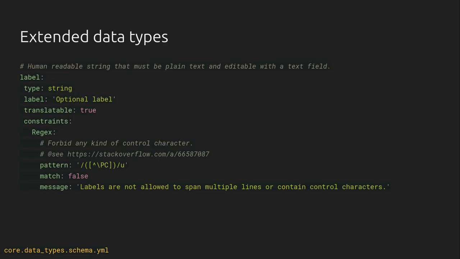So it has the type label, which means that we're going to look at the label type. The label type is a type string. It is translatable, so that means that our required label is also translatable, and it has a regular expression constraint. In this case, there cannot be a tab or an enter, or any other kind of control character in the label, because a label with a tab inside of it doesn't make sense, and labels are not allowed to span multiple lines or contain any of these control characters.